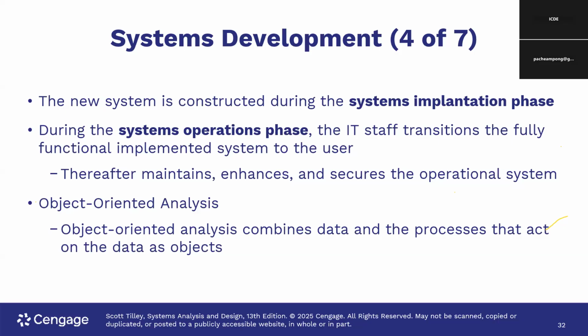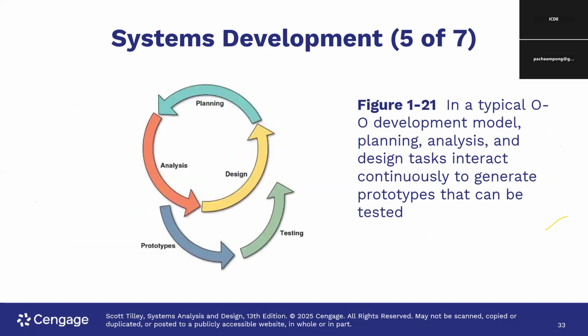Okay. Now let's move on to object-oriented analysis, which combines data and the processes that act on the data as objects. So imagine you are designing a robot, right? And you want the robot to perform tasks like talking, walking, picking up objects or stuff like that.